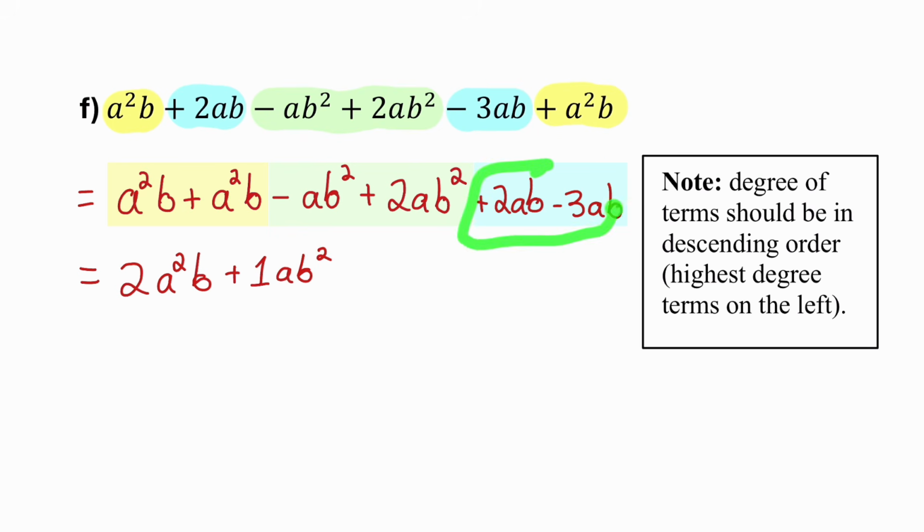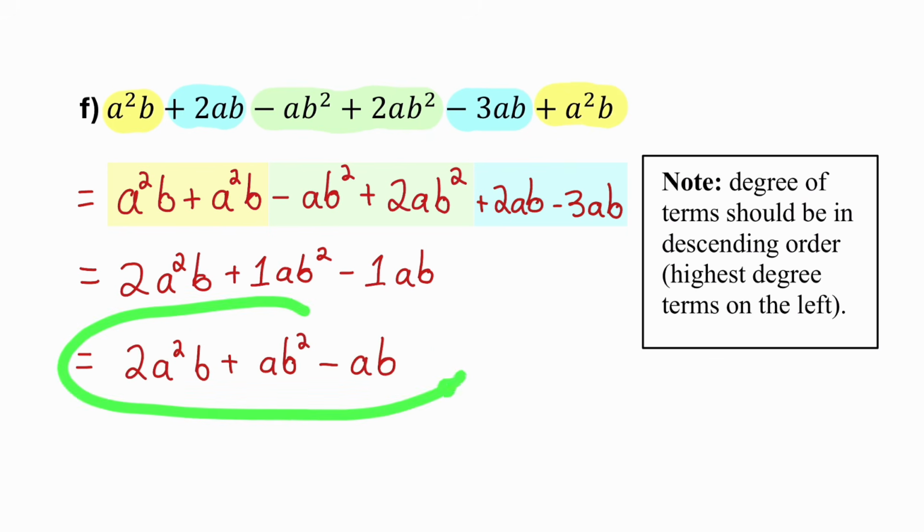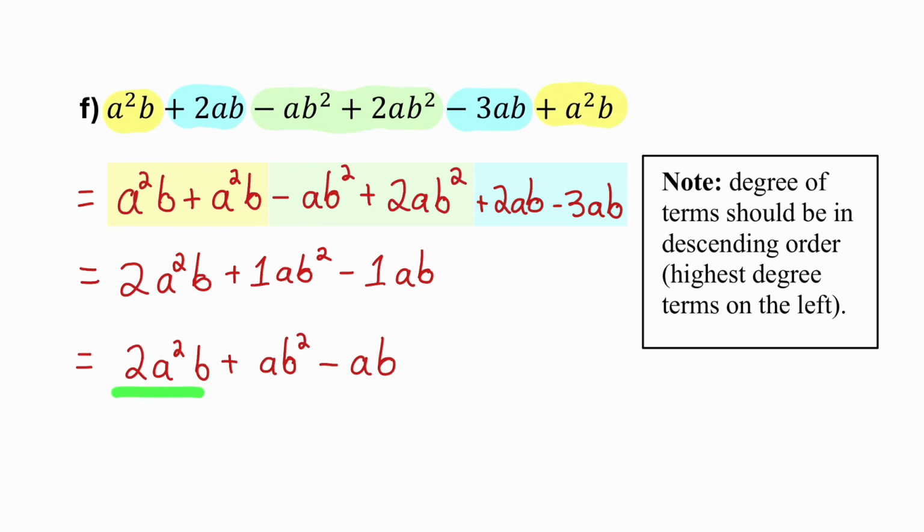And then the last two terms, I have a 2ab minus a 3ab. 2 minus 3 is negative 1, and keep the variable part the same as ab. And remember, when we have a coefficient of 1 or negative 1, we don't have to write the 1. And this is my fully simplified answer, because none of these three terms are like terms, because the exponents on the variables do not match, which means I can't collect them together.